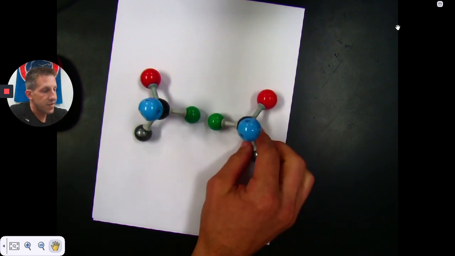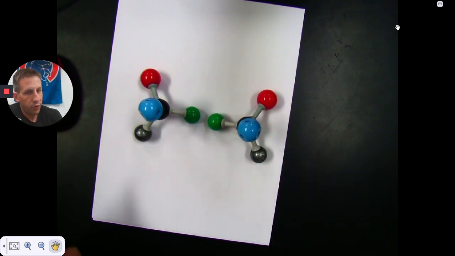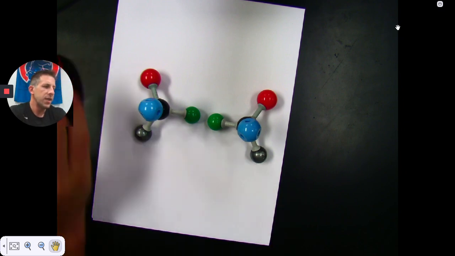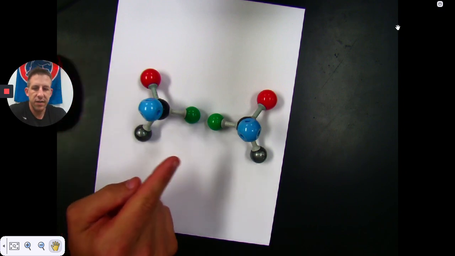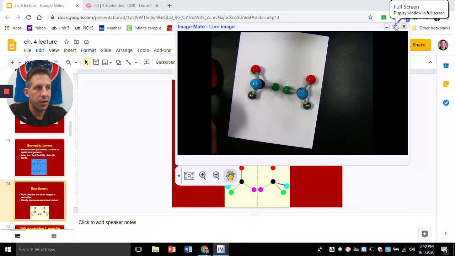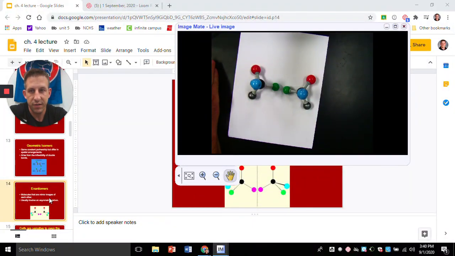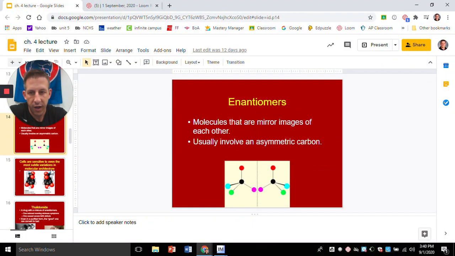So yes, these do have the same chemical formula, but they are put together differently. You wouldn't think they're put together differently, but they are. Okay. Now, something as subtle as that can have drastic effects in the body, and we're going to talk about a drastic effect that you would see because of that particular example.